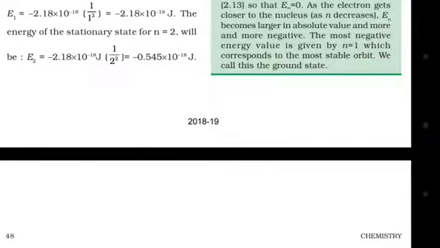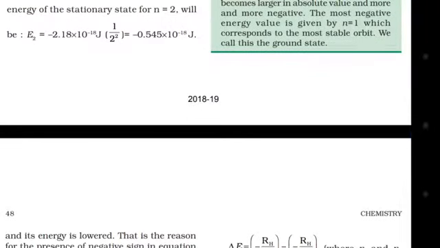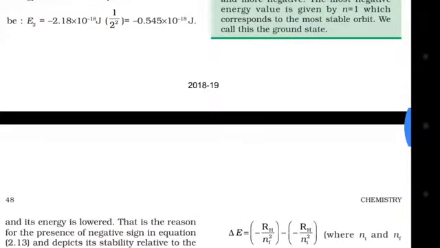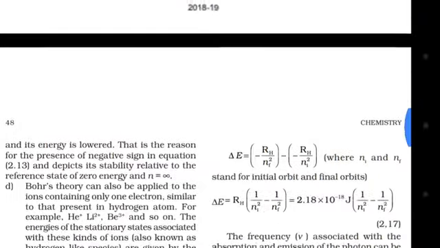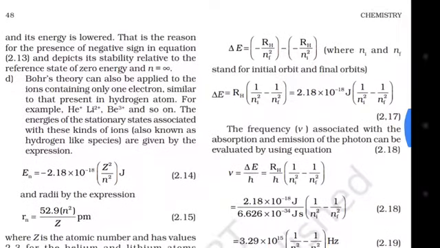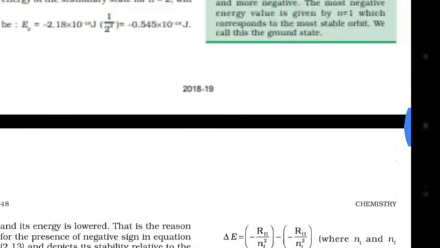The most negative energy value is given by n = 1, which corresponds to the most stable orbit. We call this the ground state. Page number 48. And its energy is lowered.